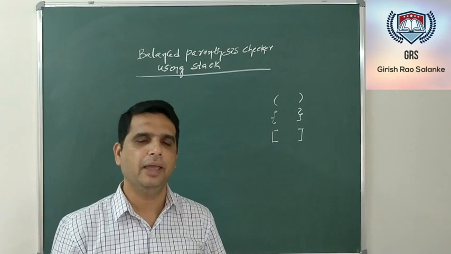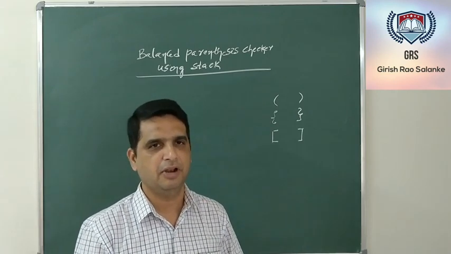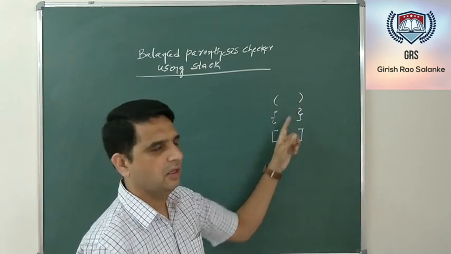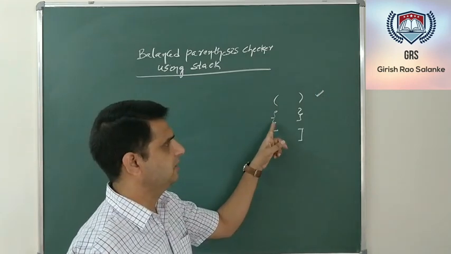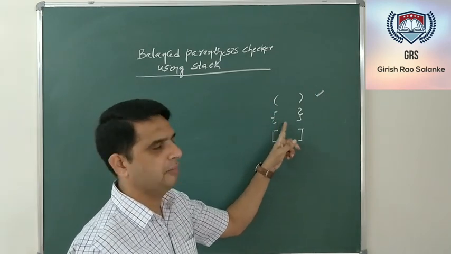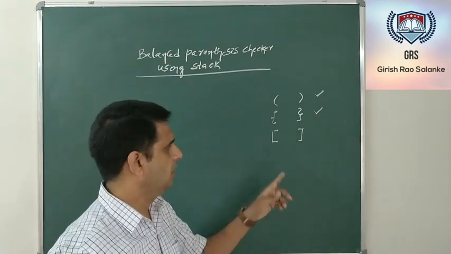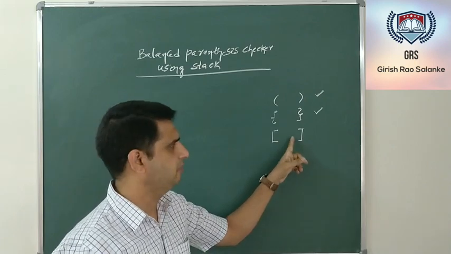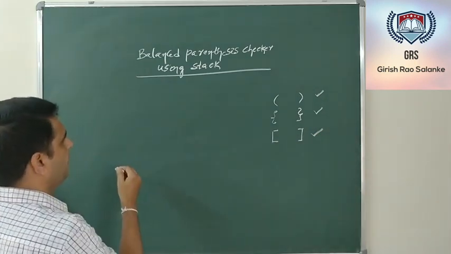Now what do you mean by a balanced parenthesis expression? Assume that there is an expression a plus b, written within the left and the right parenthesis, now this is a valid one. Similarly, if the expression a plus b is written between two flower brackets, even this is a valid expression. Now left angle bracket and right angle bracket, if I have a plus b, even this is fine.